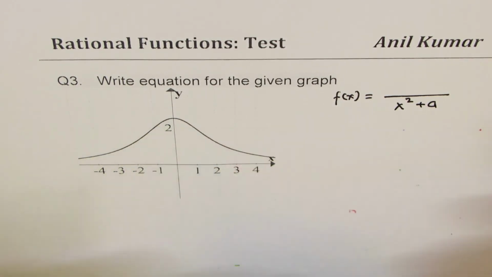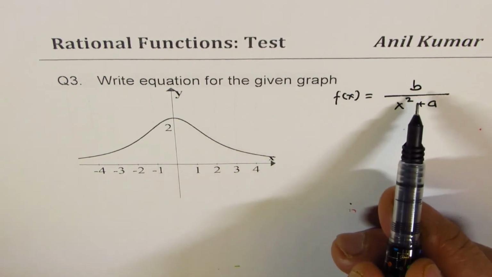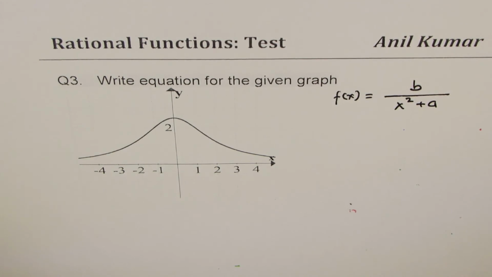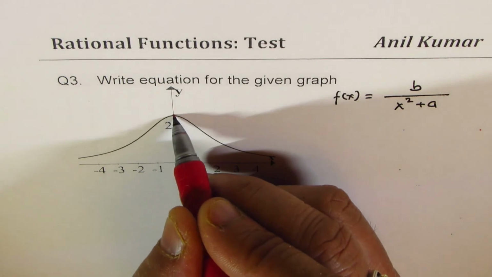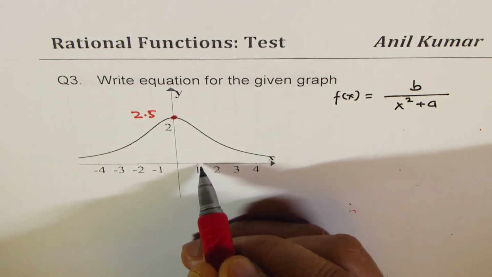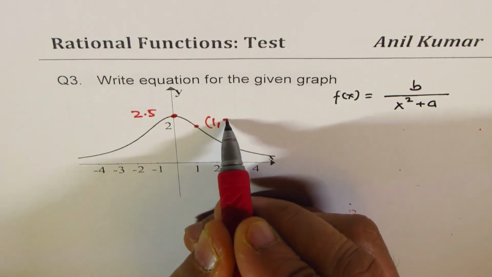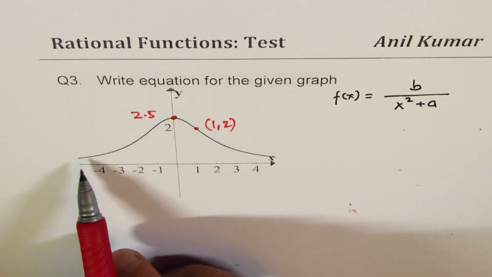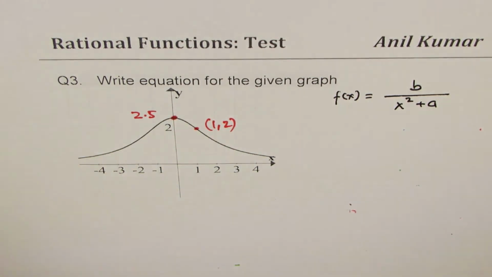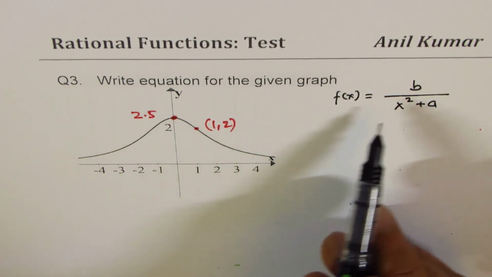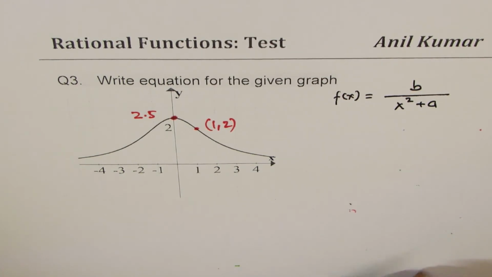Now we could say b as numerator and find the value of b and a using a couple of points on this particular graph. One of the points of our interest should be the maximum value at x equals 0, which is at 2.5, right? And the other point is at 1, the value is 2. So those are the two values which we can use to find the equation of the graph, correct? Since there are two unknowns, two values will give us the equation of the graph.